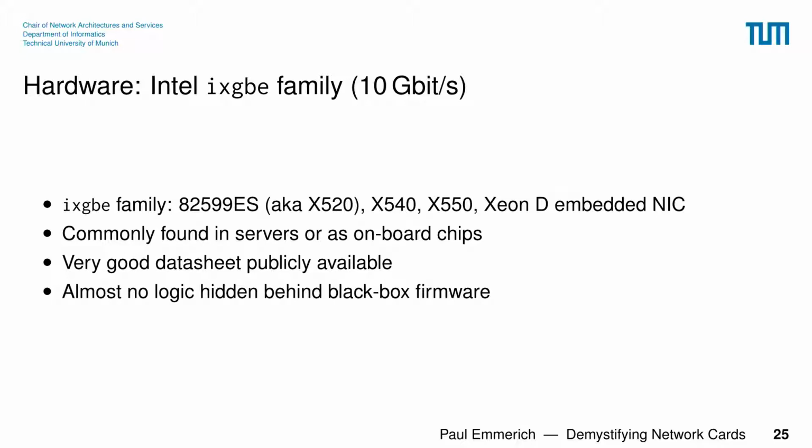And the nice thing about them is they have a publicly available datasheet, meaning Intel publishes this 1,000 pages of PDF that describes everything you ever wanted to know when writing a driver for these. And the next nice thing is that there's almost no logic hidden behind black box magic firmware. Many newer network cards, especially the newer Mellanox ones, hide a lot of functionality behind a firmware, and the driver mostly just exchanges messages with the firmware, which is kind of boring. And with this family, it is not the case, which I think is very nice.